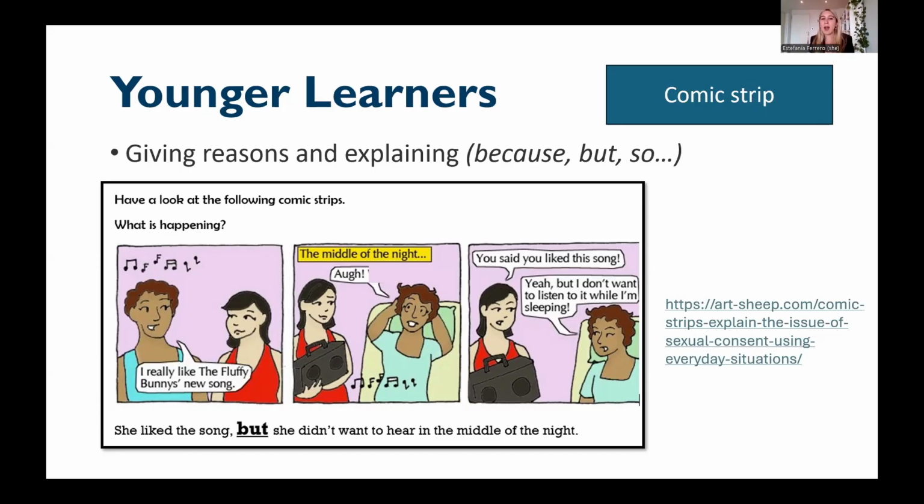One of them says, "I really like the Fluffy Band's new song," but they are listening to it. But then in the middle of the night, their friend plays it, right? So she says, "You said you like this song, right?" And the answer is, "Yeah, but I don't want to listen to it while I'm sleeping," right? So it looks like a very simple example. So we say, okay, she liked the song, but she didn't want to hear it in the middle of the night. Right? So this can spark very interesting conversations, right?